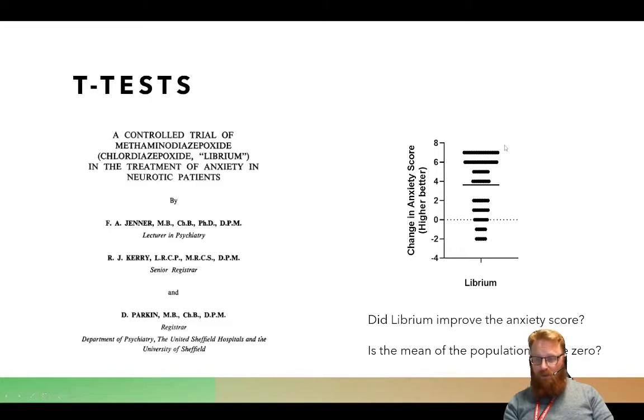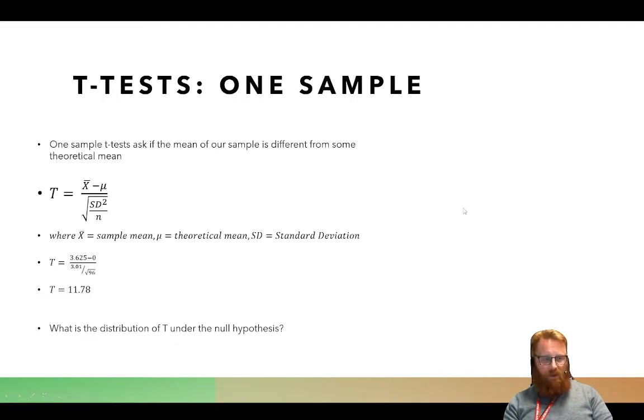So what we want to know is, if they had repeated this for an infinite number of subjects, would the mean of this sample be different from 0? Which is saying, is this sample significantly different from 0? This is a one sample t-test. How does a one sample t-test work?